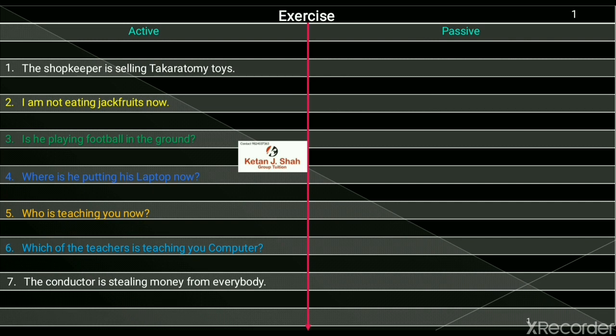Seventh, the conductor is stealing money from everybody. Eighth, the doctor is now consulting the patients.